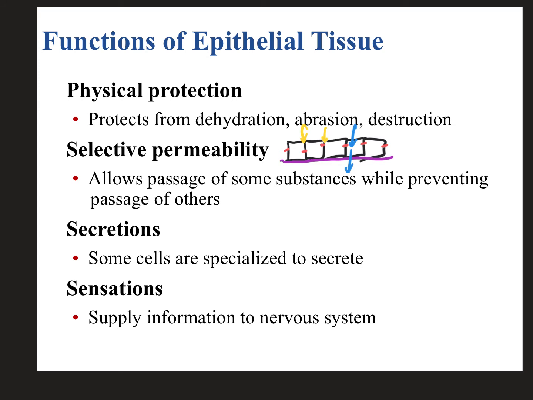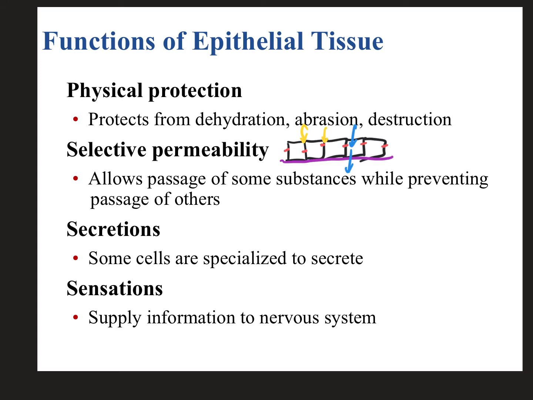Okay, that's selective permeability. Epithelial cells, many of them, produce some sort of secretion. When we talked about serous membranes, and I just said earlier that they are epithelial tissue, what do serous membranes produce? Serous fluid. That's their secretion, which allows for lubrication and movement of organs. And some are further specialized to secrete things, and we'll talk about them in a little bit.